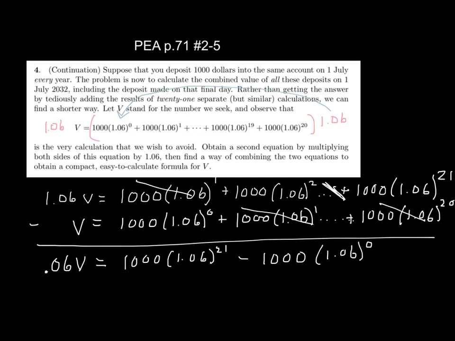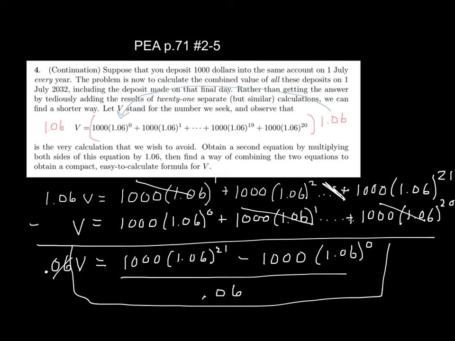Now, if I want to solve for v, what do I divide by? 0.06. Now, I'm not going to say that this is an easy, compact way to write it, but that is definitely easier to write than it is to write 20 different terms out, or 21 different terms. So that's our shortcut right there. And we're going to hopefully use that shortcut later on.